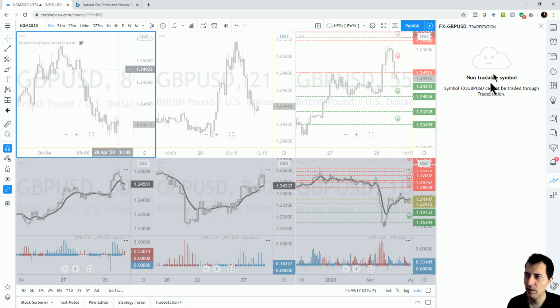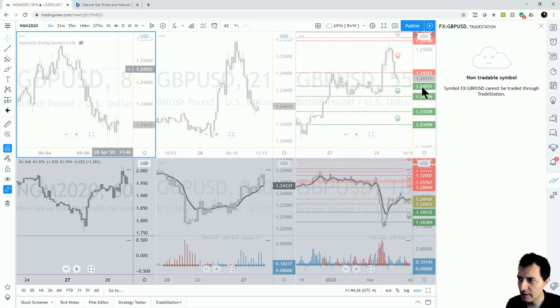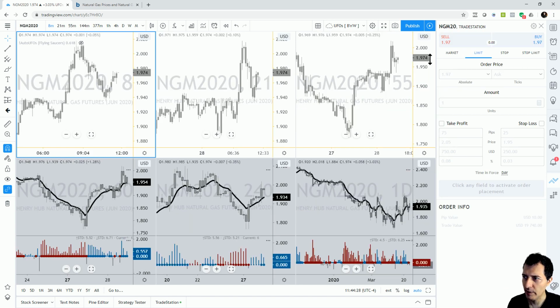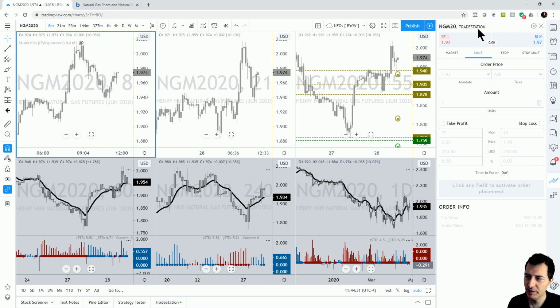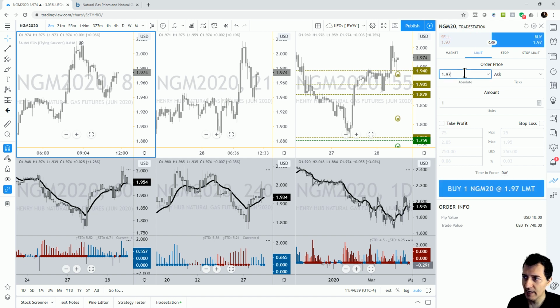And now I will be able to see the order panel on the right. A bit lengthy, all of these, but again, I want to show it to you so you guys don't get in trouble. Here we go. So NGM 2020, you can see TradeStation here on the right, which means that I am now connected to a futures broker, real-time data for the natural gas. And now here I can enter my trade.